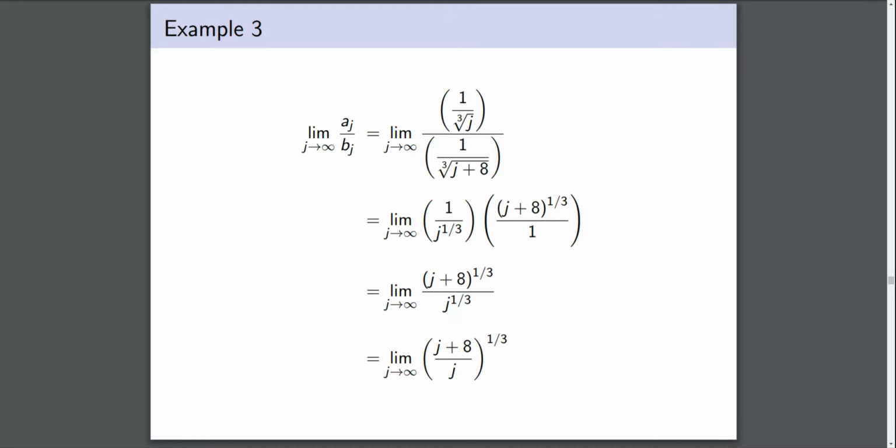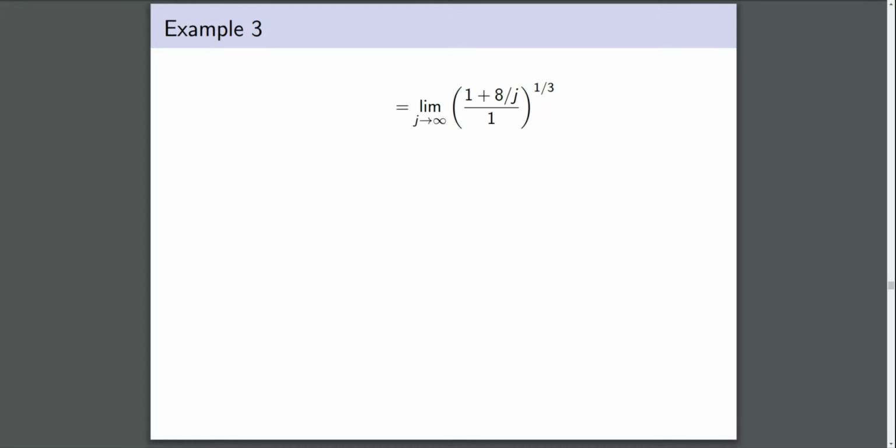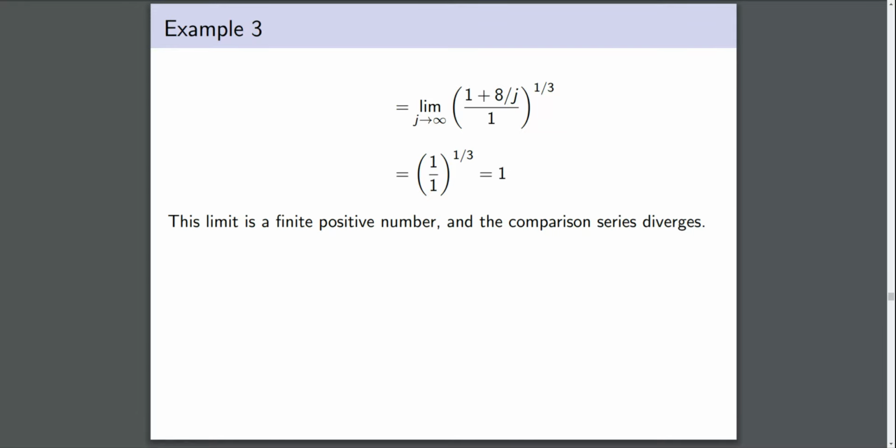Now I'm ready to finish this off. The fraction inside the power, okay, we factor it as follows, and we see that the resulting limit is 1. Now we've got to compare this result to the limit comparison test. Our limit is a finite positive number. The series that we were comparing diverges. And so we conclude that the other series diverges as well.